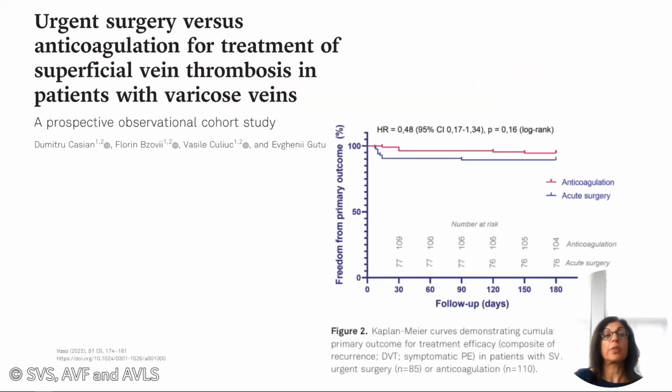Finally, there is a study that was published looking at urgent surgery versus anticoagulation. Again, this was a prospective observational trial. These patients were again followed out for 6 months, and there was no significant difference in the primary outcome of extension, PE or DVT, in either group. However, the authors did note that if patients had isolated non-truncal varicose tributaries, surgery was a safe option.